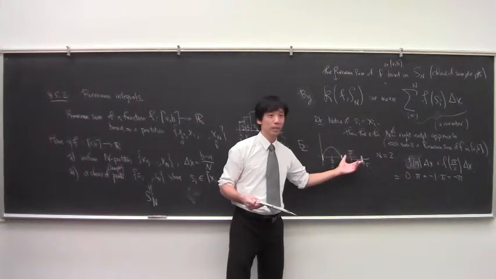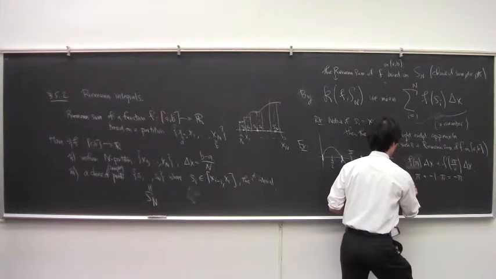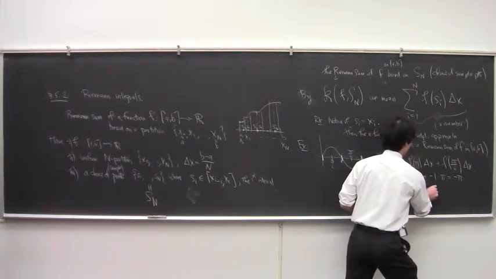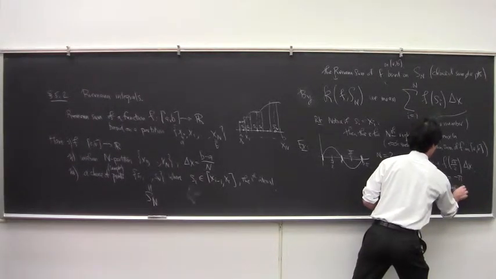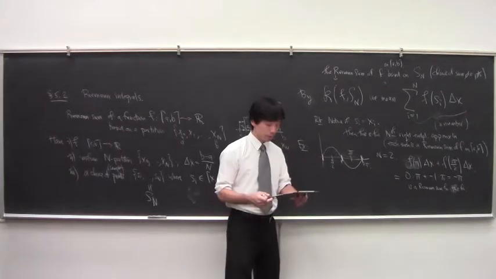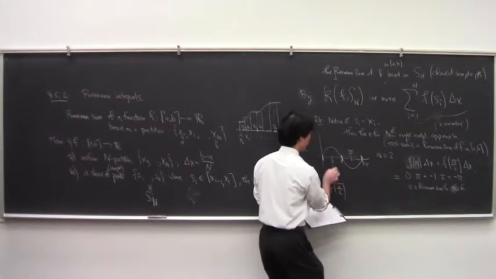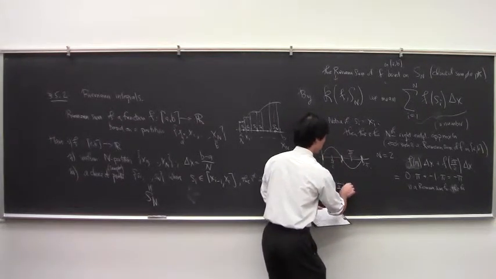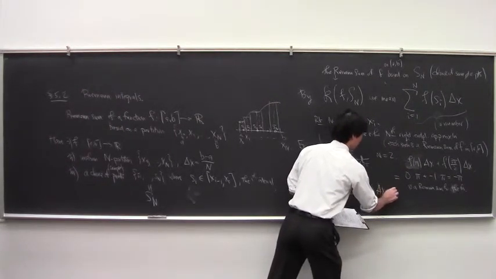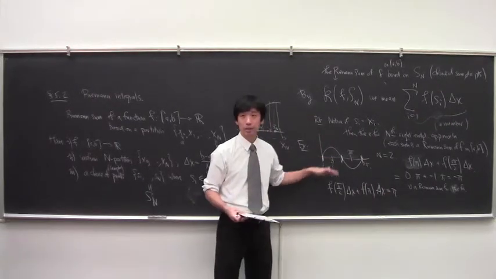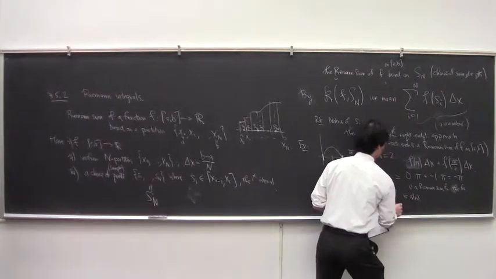And so that's a Riemann sum for this function. But I could have chosen some other way. I could have chosen, say, the first sample point to be pi over 2, and the second one to be pi. And that would give me pi. So this is also a Riemann sum.